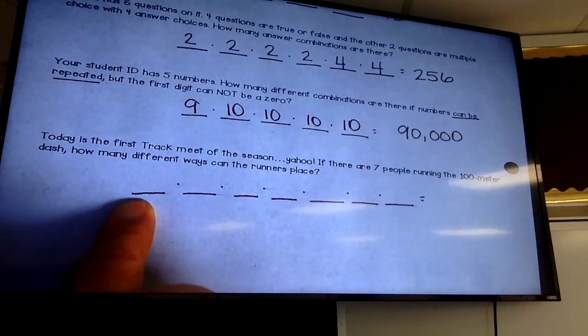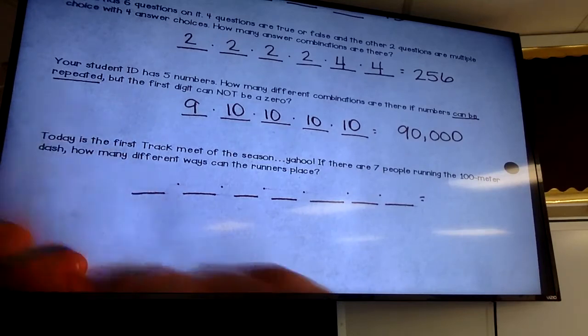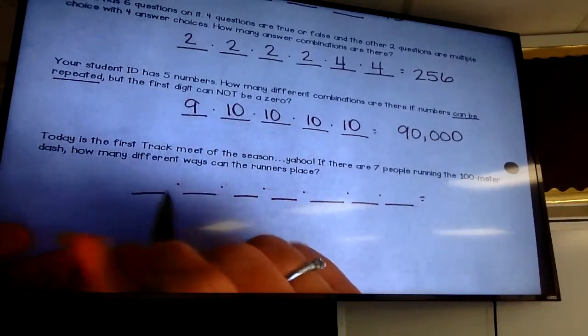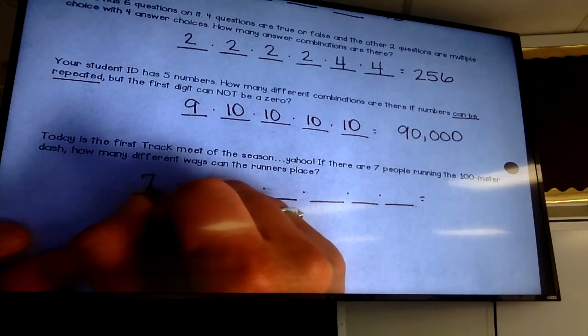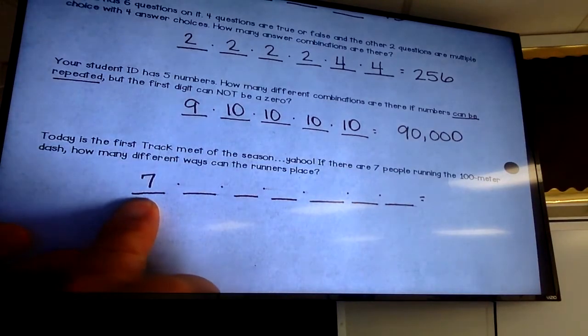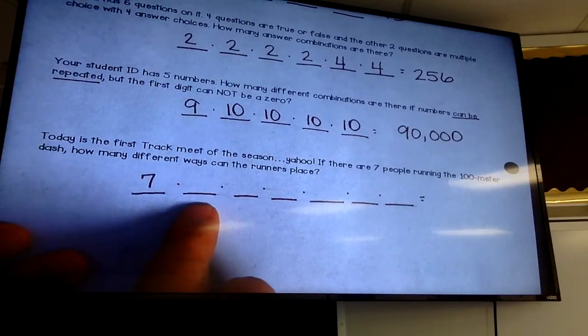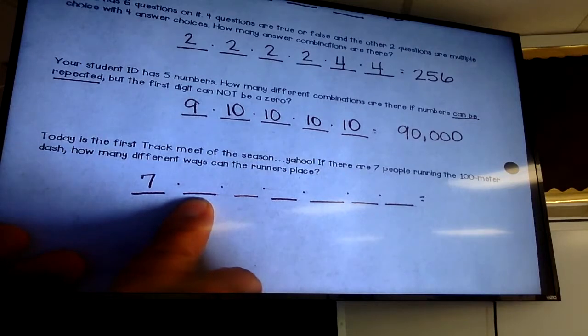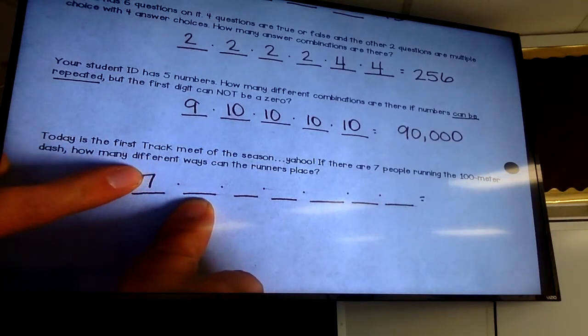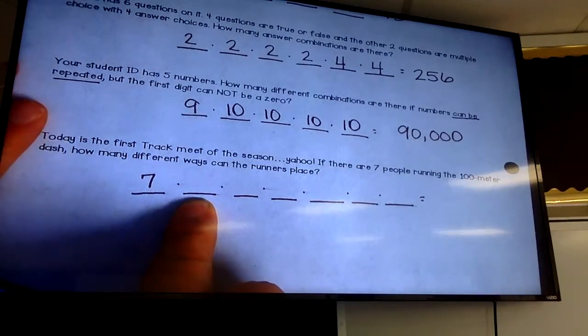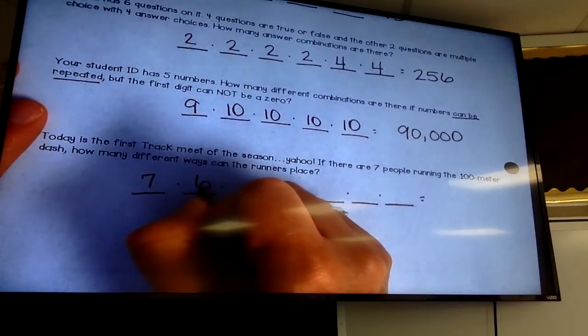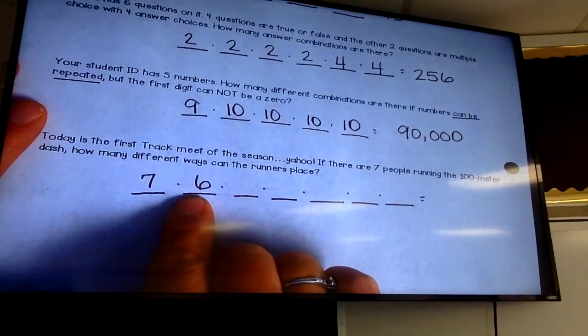And here's the runner that comes in first place. So at the beginning of the race, how many different people could come in first place? Well, any runner has the possibility of coming in first. So there's 7 people that could come in first place. So then second place, how many different people could come in second place? And some people want to say, well, 7, because there's 7 people running the race. But you've got to remember, 1 person already came in first. So how many people are left? There's only 6 people left to choose from for second place.